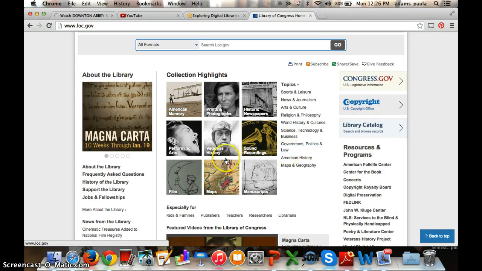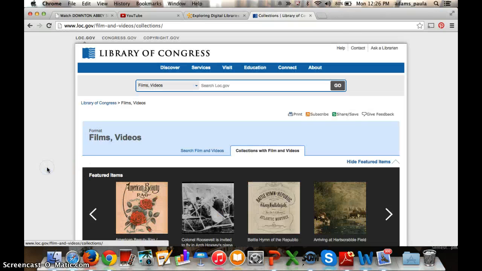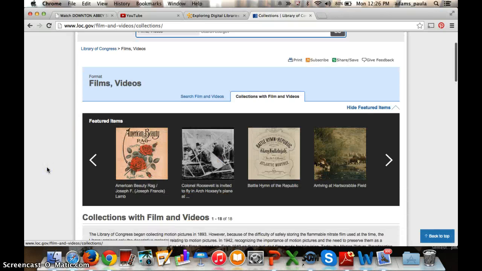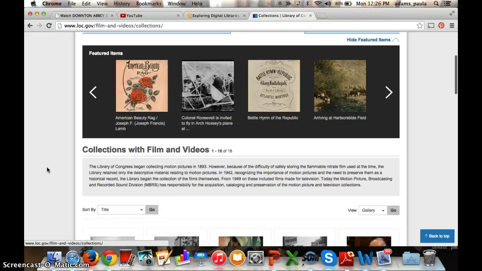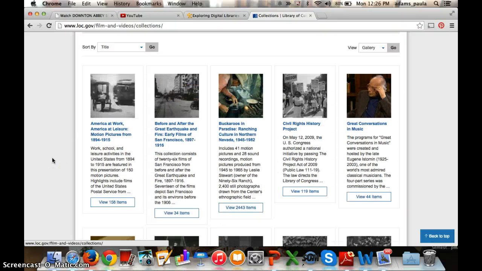For example, if we were to go into, let's see, one of my favorite collections, film. Take your time to look and see how these collections are set up. You'll get a list of featured items that have been pulled out of that collection. Down below, you'll get some of the categories for these collections. So they're really good at organizing these collections to help you find and explore different resources here in this digital repository.